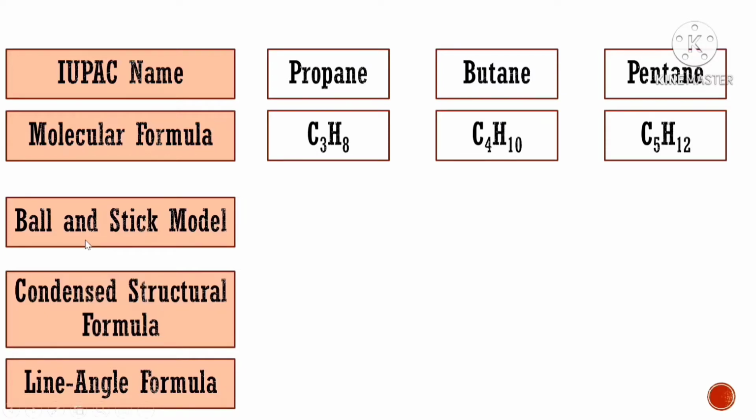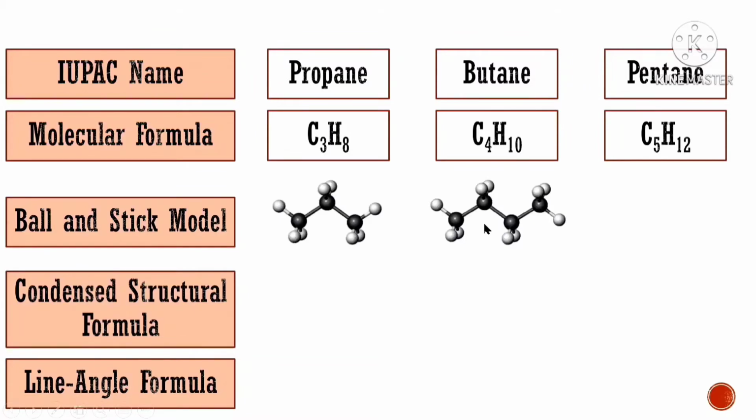The ball and stick model is a molecular model that shows both the 3-dimensional position of the atoms and the bonds between them. Here is the model for propane. The black spheres represent the carbon atoms, while the white spheres represent the hydrogen atoms. For butane, we have this model. And for pentane, we have this.